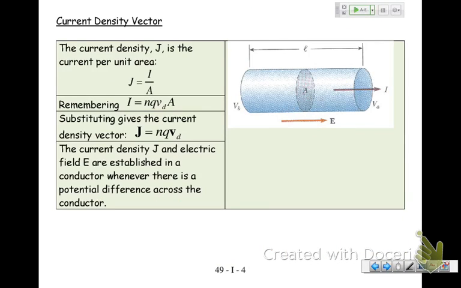So, let's talk about current density. Current density is the current per area. Well, we know that the current is NQVDA, so the current density is NQVD. Okay. I do not expect you to know that equation. Know of it, know what the letters stand for, but don't remember it. Okay. Current density J and electric field E are established in a conductor when there is a potential difference across the conductor.